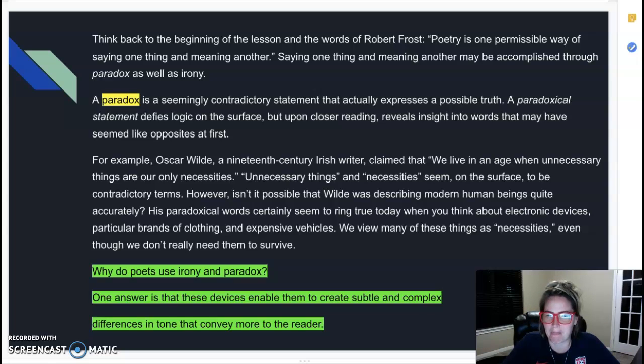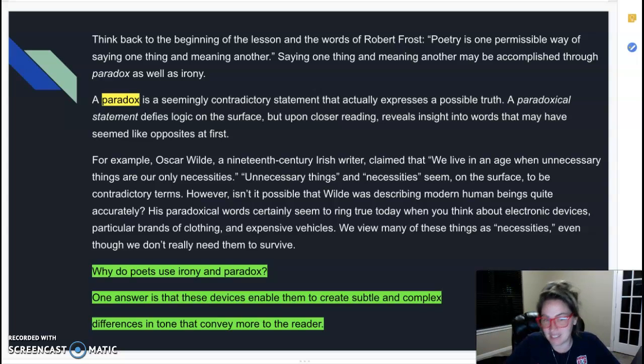Think about that. Unnecessary things and necessities seem on the surface to be contradictory, right? Unnecessary things, things you don't need. Necessities, things you need. So on the surface, when I look at those words, I think, well, those are contradictory. Those clash. Those don't make sense.